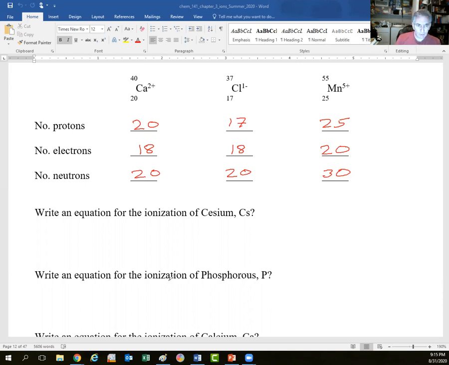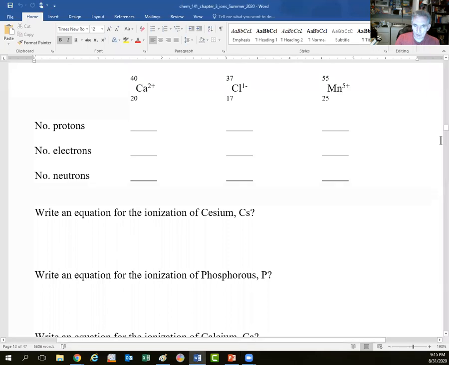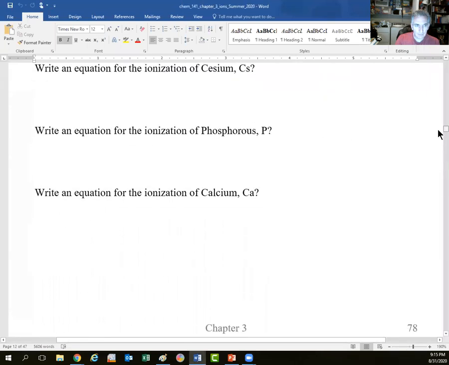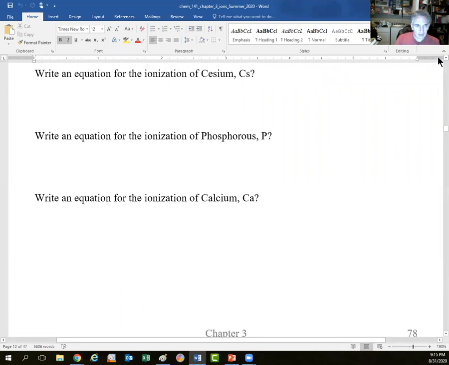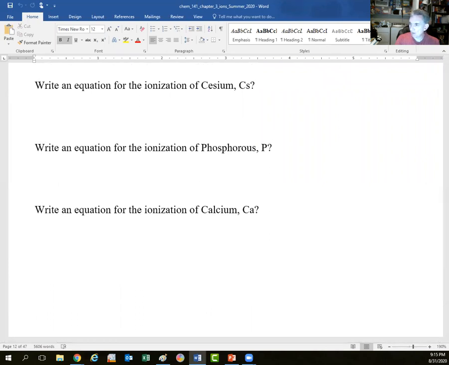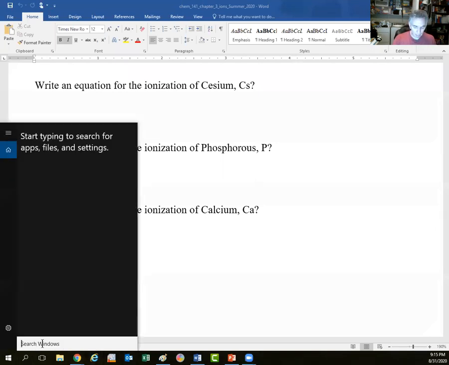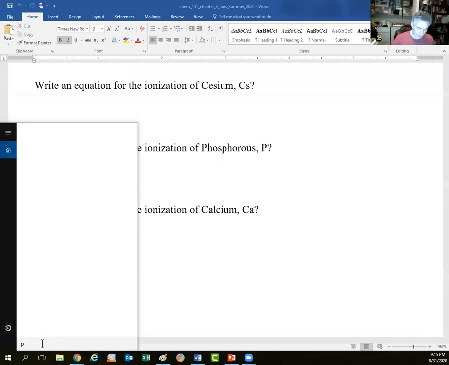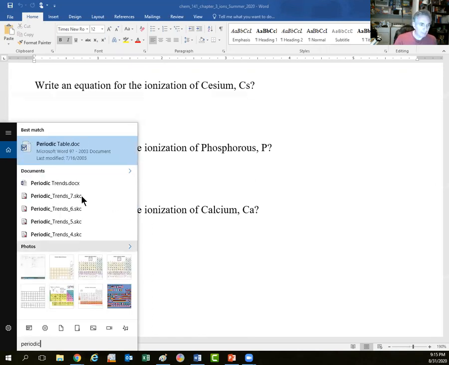Let's look at these last questions on ionization of these elements. Let me clear my screen up a bit. Okay. So if we look at a periodic table, just to remind ourselves, remember in an exam you'd always be given access to a periodic table.